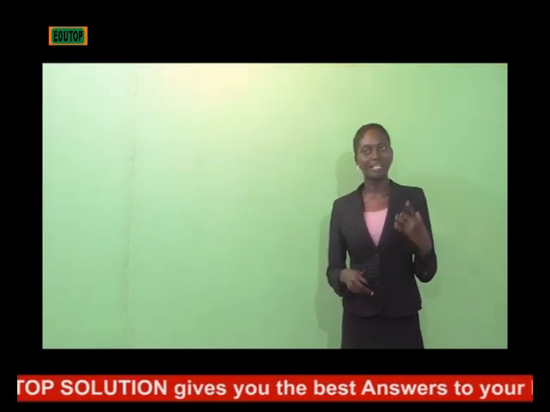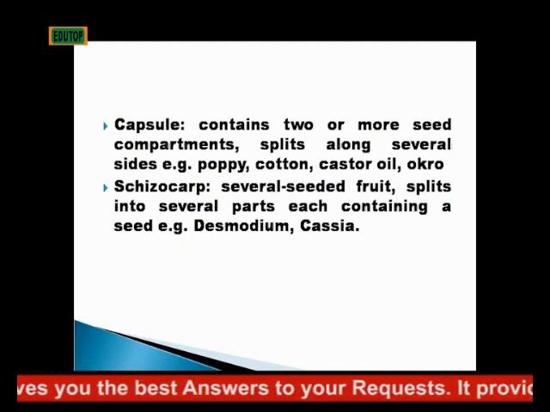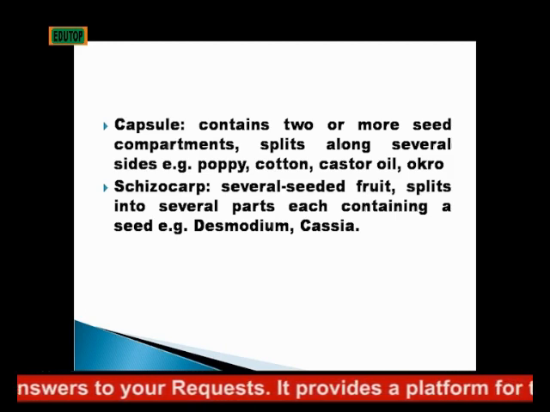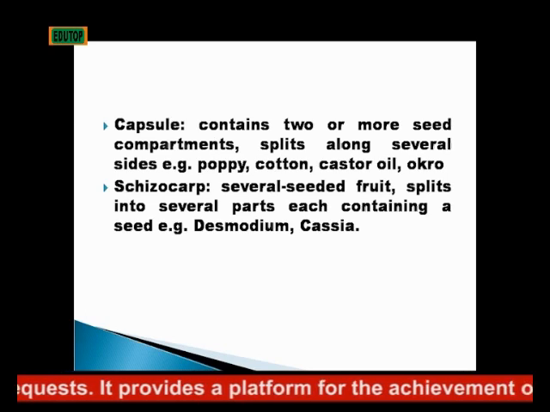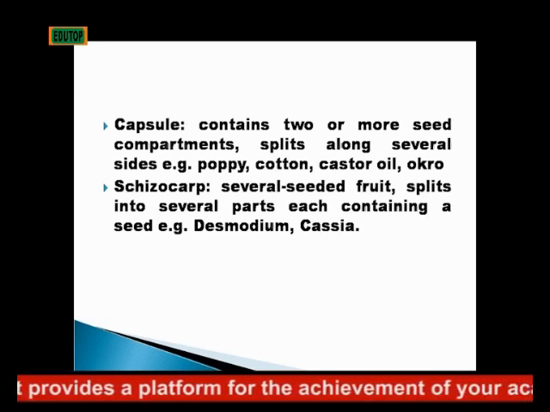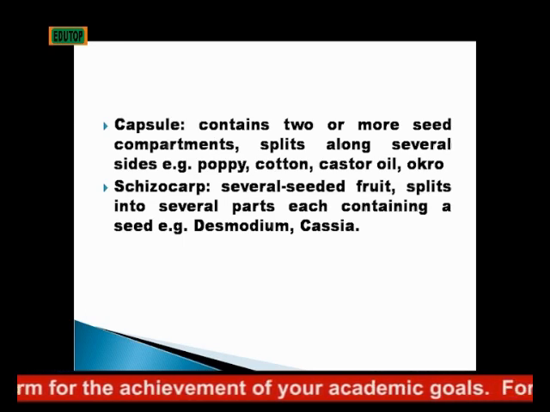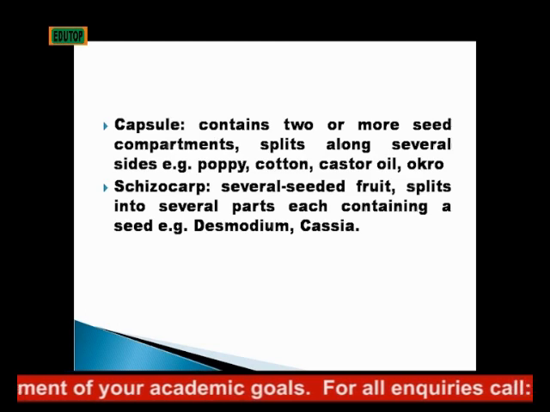Then the next one is capsule. Capsule contains two or more seed compartments and splits along several sides, as we have in okra, castor oil, cotton, and poppy. Now, the last type of dehiscent fruit is the schizocarp.